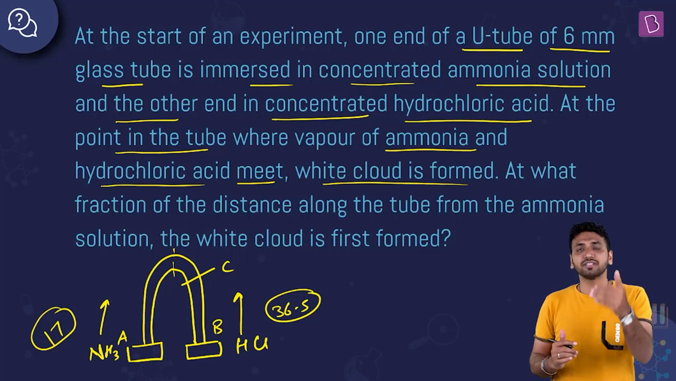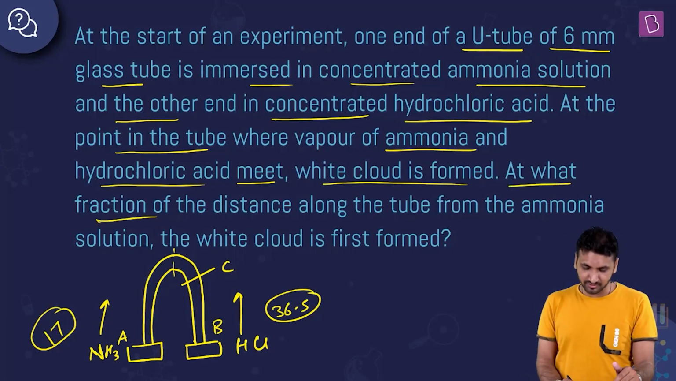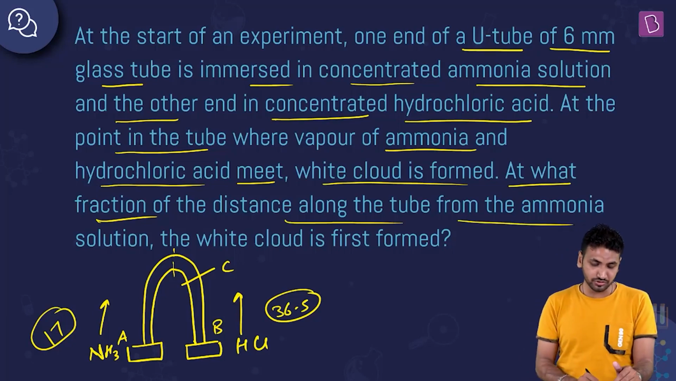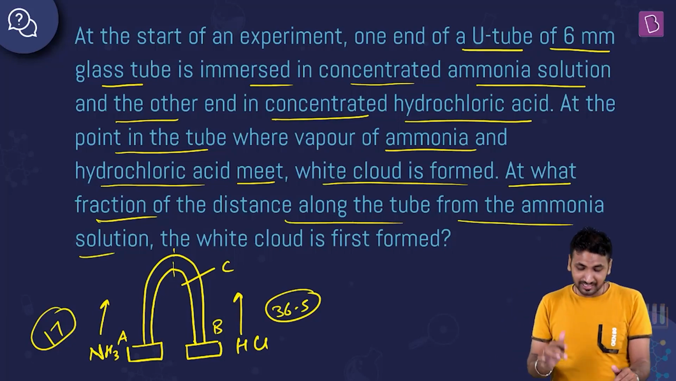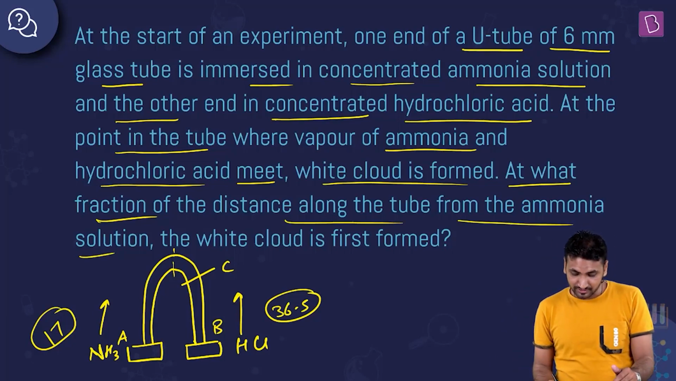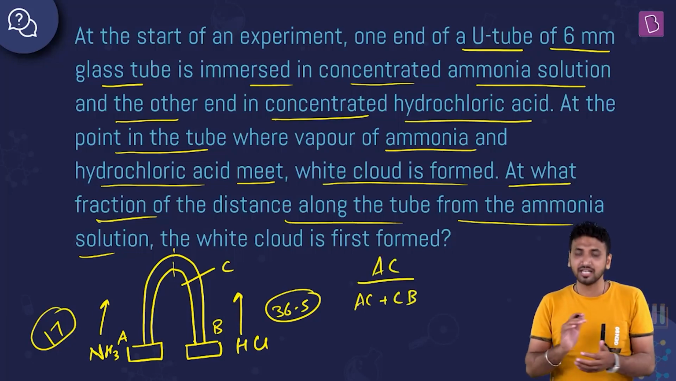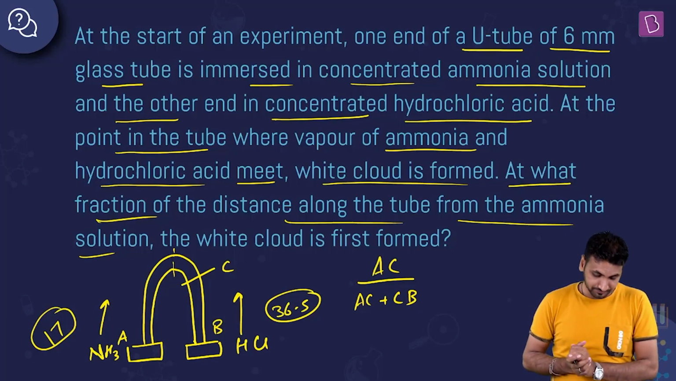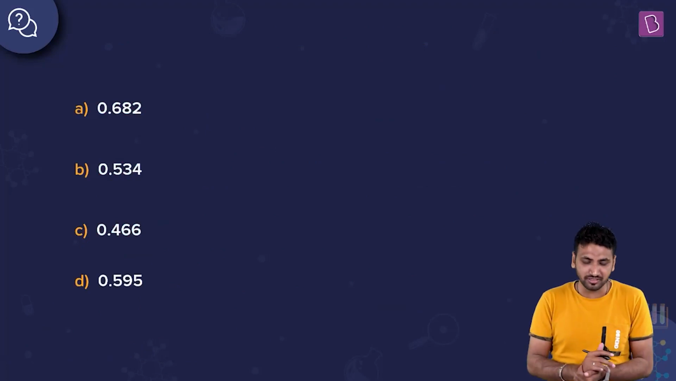Okay, fine. The equation says, at what fraction of the distance along the tube from the ammonia solution the white cloud is formed? Okay, so basically they're asking you the distance AC divided by the total distance, that is AC plus CB, right? This is what fraction that you have to calculate. Okay, fine. So let's apply the concept of diffusion and effusion.